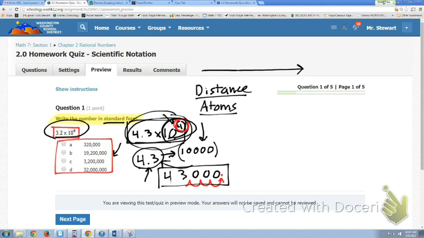So this is how it works. This is scientific notation. There are videos that explain it perhaps even better than me, but there you go.